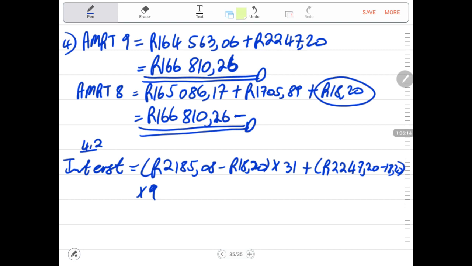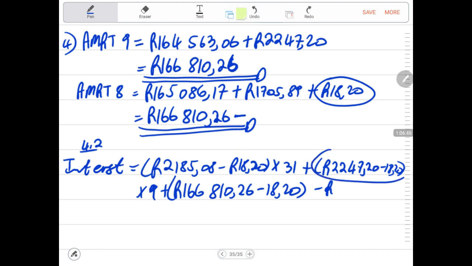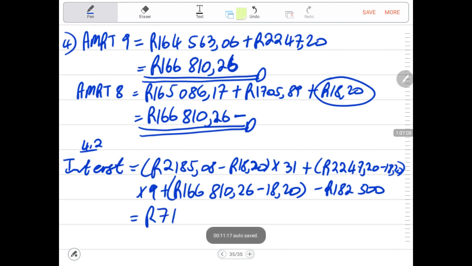Then we add the rest of the balance, which is the balance at the end of December, 166,810.26, and this will be reduced by the 18.20 of the administration fee. Then we know how much he borrowed. This is the total he paid for the first 31 months, second the total he paid for the remaining period. Then there was a balance left, which included administration fee. Then we say he borrowed 182,500. The difference will give us the amount of interest that was charged over the period. And that interest is a total of 71,526.34.